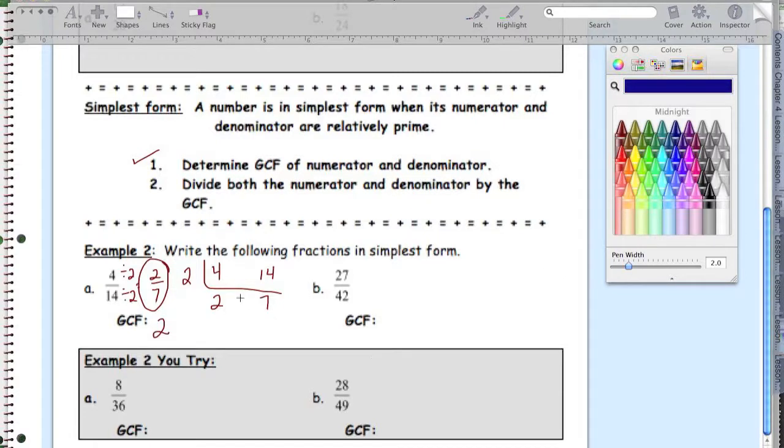And look at this, guys. 2/7. Aha. So Euclid tells you the GCF on the left and the equivalent, simplified fraction on the bottom.